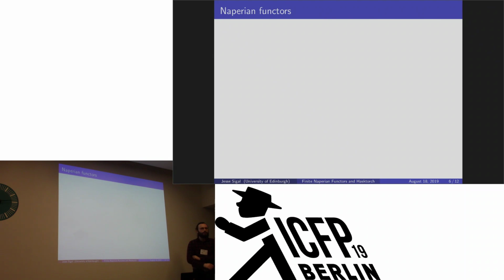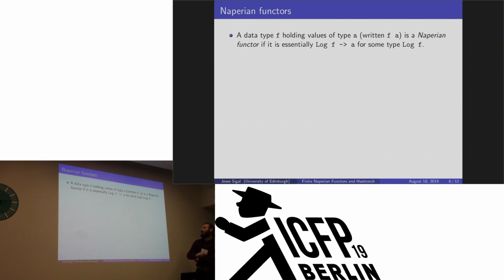So, Naperian functors. If anyone knows Haskell, they're a restriction on Haskell functors. But for those who don't, essentially, a Naperian functor is a specific data type, which can hold whatever value you want, and it's equivalent to a function which maps the indices to values. So an example would just be a vector of length 5, and then this log f thing, the indices would be the numbers 0, 1, 2, 3, and 4.